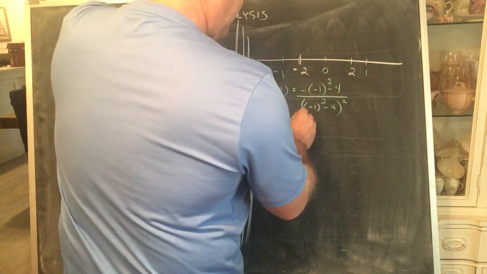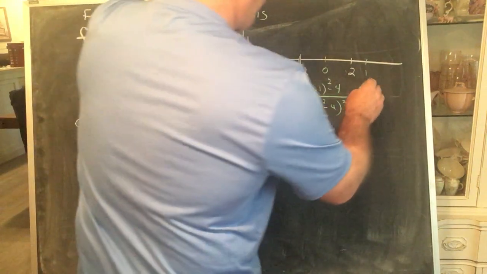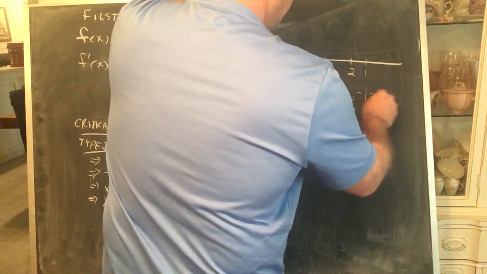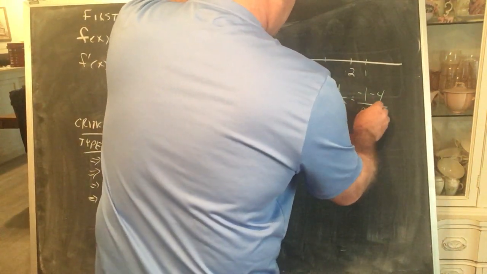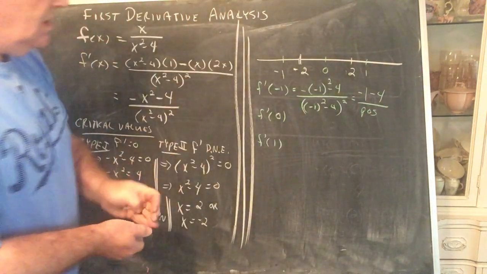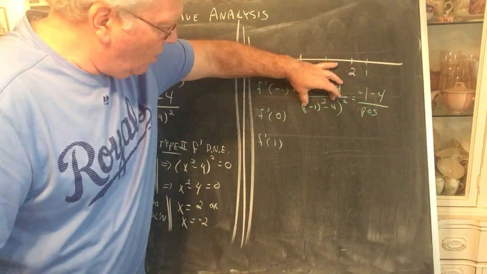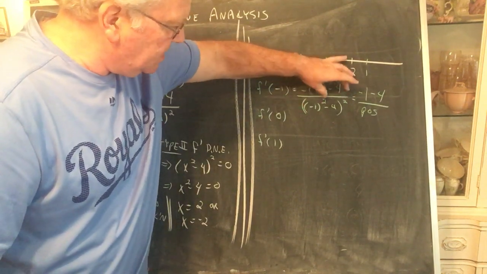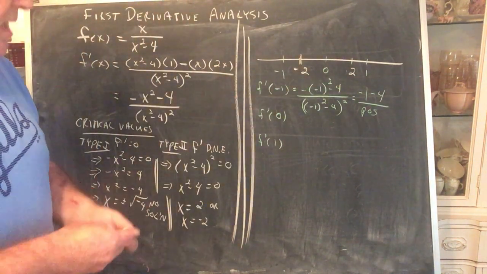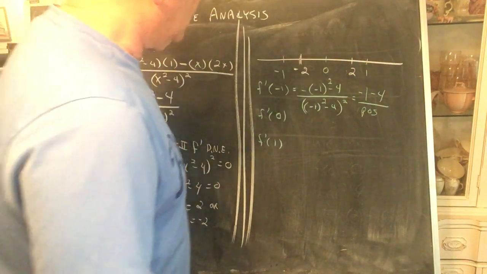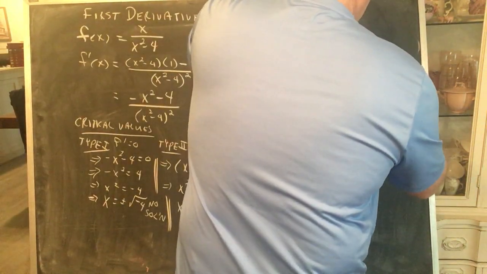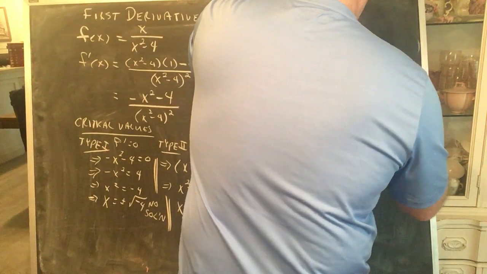And so we have negative 1 squared is 1, the negative of that minus 4. And so what do we have here? That gives us negative 1 minus 4 over this positive value. Can we see this? Negative 1 to the second minus 4 quantity squared, no matter what value this is, it's going to be a positive number. And so negative 1 minus 4 is a negative value divided by a positive value.